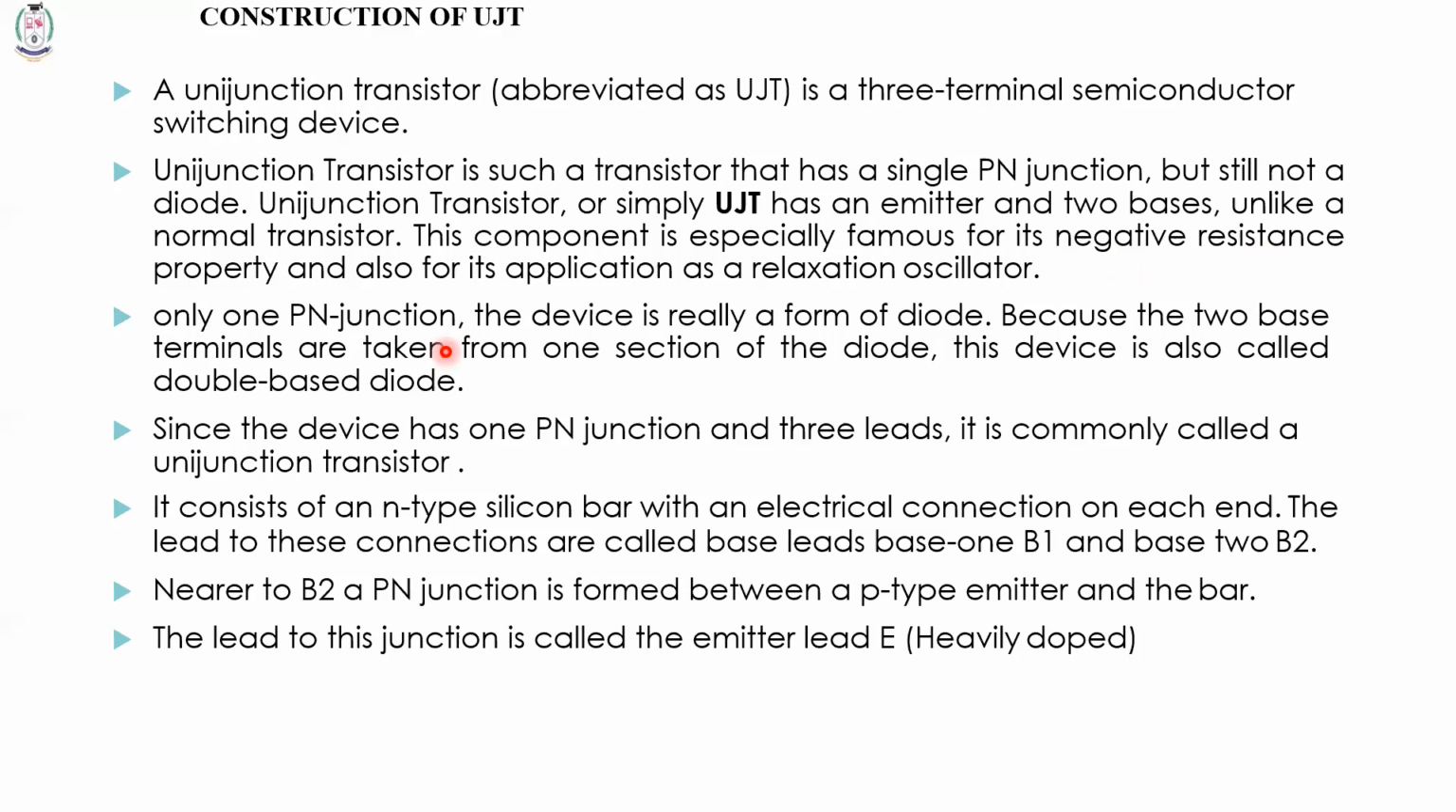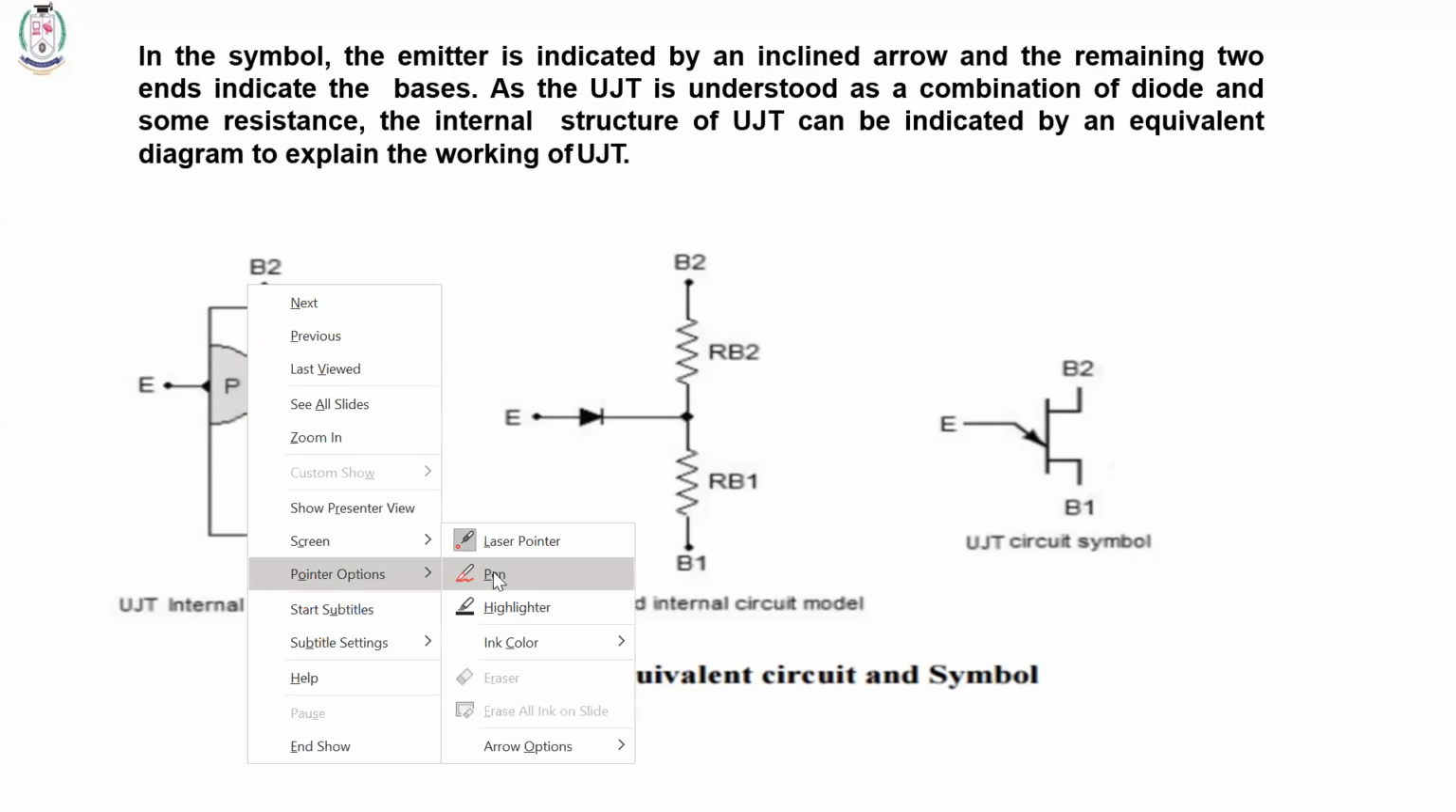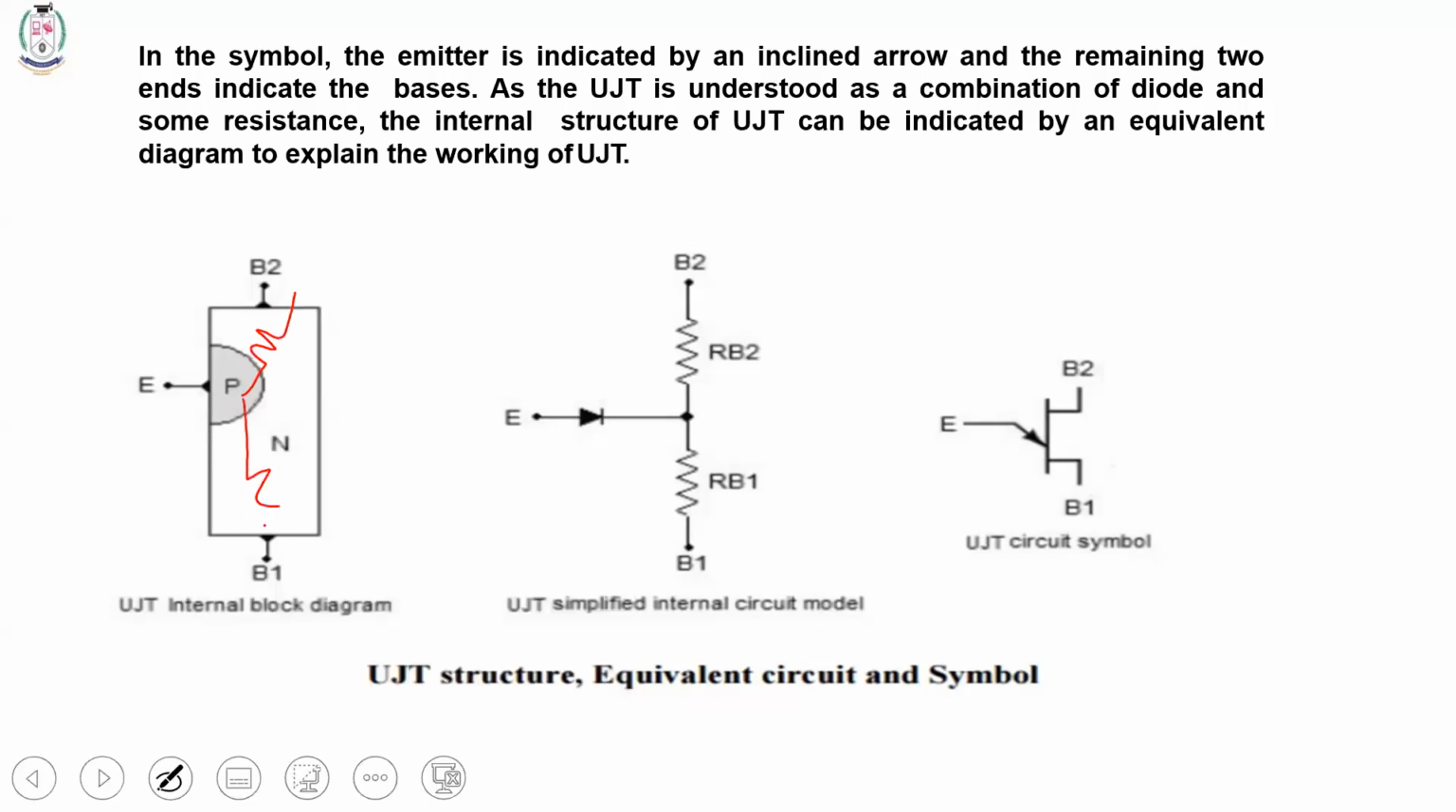So we have seen in an N-type silicon bar, I have connected my P-type material, where I have connected my emitter. Okay. So students, you have understood the three terminals. This is my UJT internal block diagram, and this is my UJT symbol. But the UJT internal circuit model is very, very important, because while I'm explaining the working of UJT, this internal circuit model is mandatory. In the N-type silicon bar, I have connected my base 2 and base 1. So I can represent base 2 and base 1 by one resistance here and one resistance here, that is the RB2 and RB1 resistances. Are you clear or not?